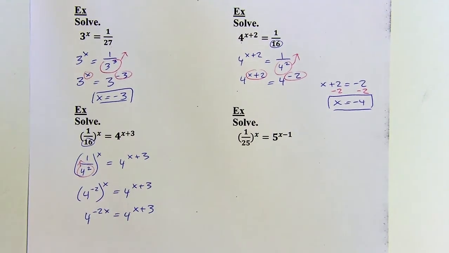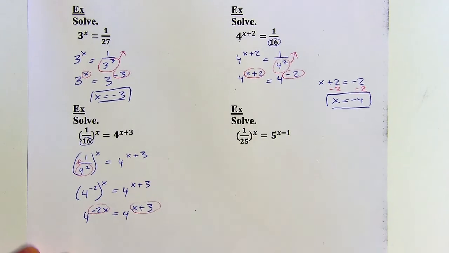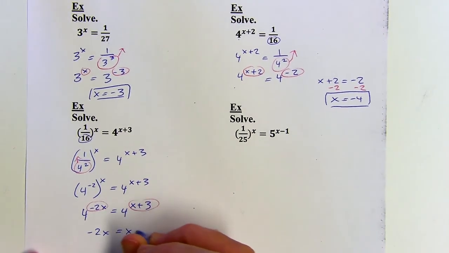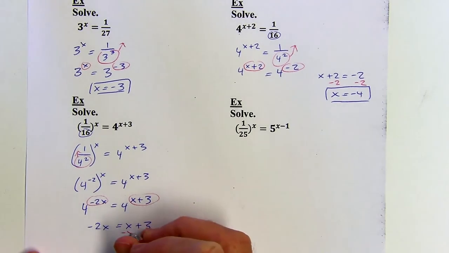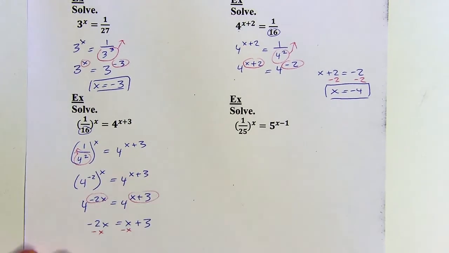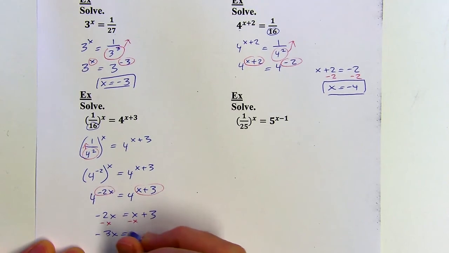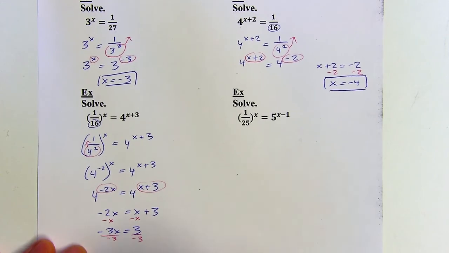And now I'm ready to set the exponents equal to each other. 4 raised to something equals 4 raised to something else. So the something and the something else have to be equivalent. Okay. And then I'll subtract x from both sides here. And I've got -3x is going to equal 3. And then I'll divide by -3. X will equal -1.